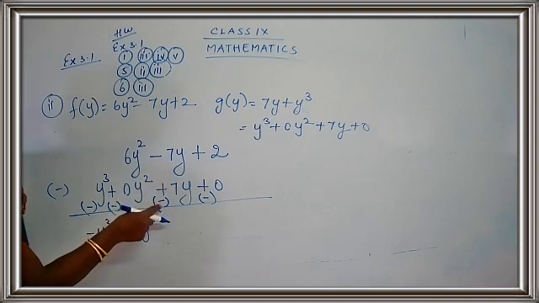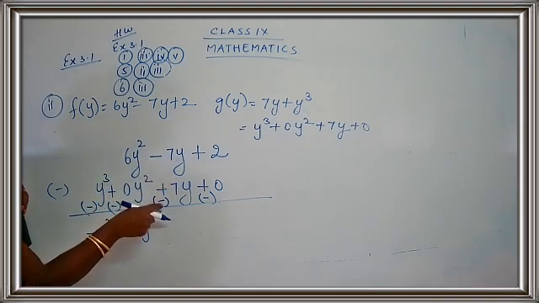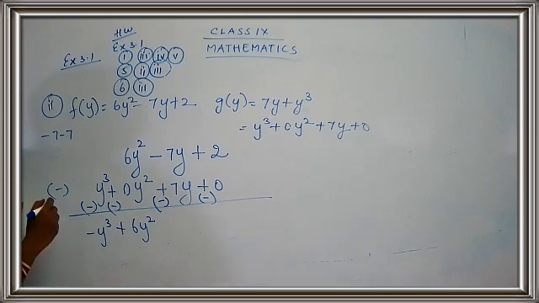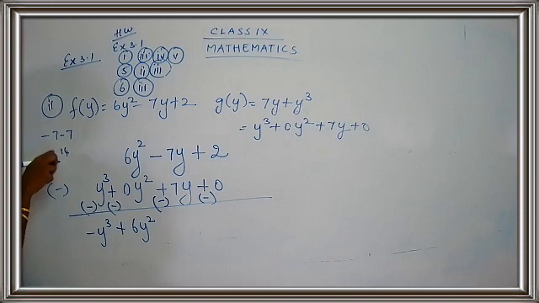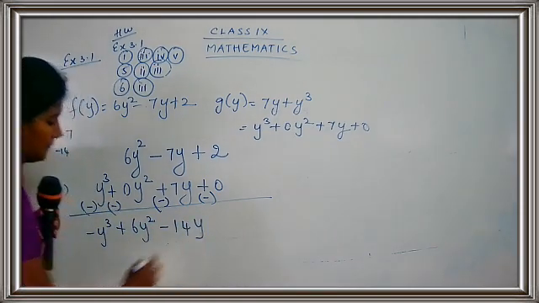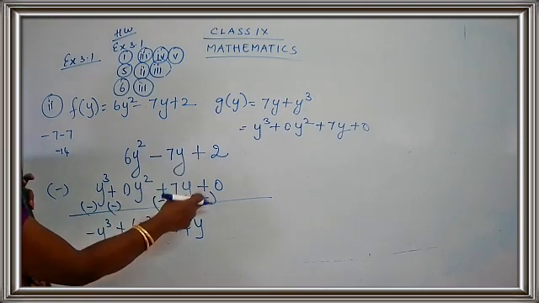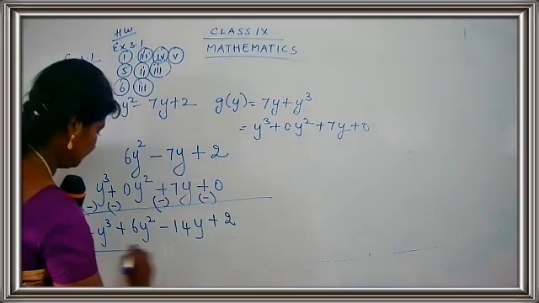Coming to the next term. Minus 7. Don't take plus 7. You should take minus 7 and you should take the new sign. What is the new sign we have got here? Minus 7. So what is minus 7 minus 7? Minus 14. Minus minus plus. Sign of the number minus. I get minus 14y. And 2 minus 0. What is 2 minus 0? 2. I get a plus 2.